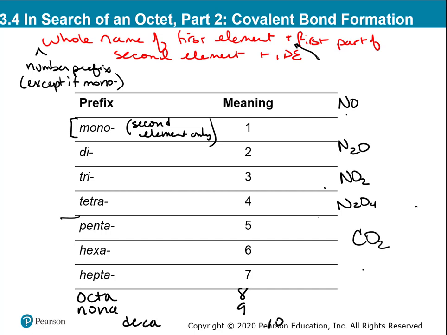So for this one, if I have NO, just 1 nitrogen, 1 oxygen, I use the whole name of the first element, so that is called nitrogen. Now the second element, I have to indicate the number even if there's only 1, so this would be monoxide. And do you notice that they don't put double vowels together? So it's not monooxide, it's just monoxide. If mono has an O and oxide has an O, you just drop one of them.